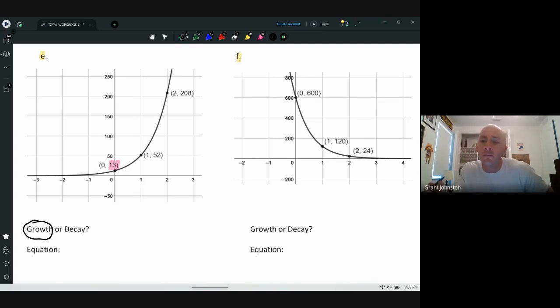Just use division. So if you can't figure out what it's multiplying by, use division. Do 52 divided by 13. 4. It's multiplying by 4. 13 times 4 is 52. Or you could do 208 divided by 52, and it gives you 4. 52 times 4 is 208. So that's how you can figure this out. So the equation would be y equals 13 times 4 to the power of x.